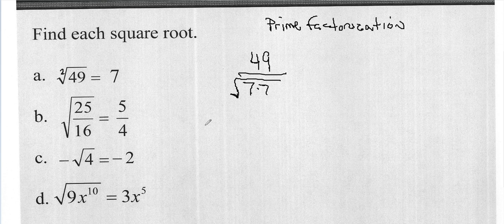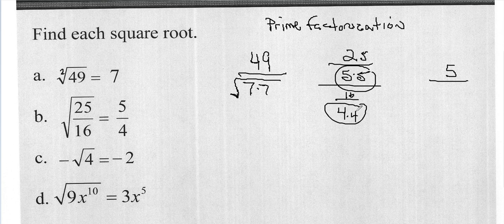25 over 16, I could look at it the same way. The factors of 25 would be 5 times 5, and that would be over the factors of 16, which is 4 times 4. Okay, so for every 2, I'm going to take 1 out. For every 2 in the denominator, I'm going to take 1 out. So I end up with 5 over 4. Kind of telling you the back way of how to solve these problems.